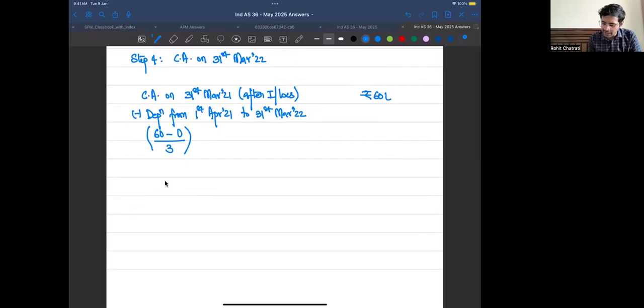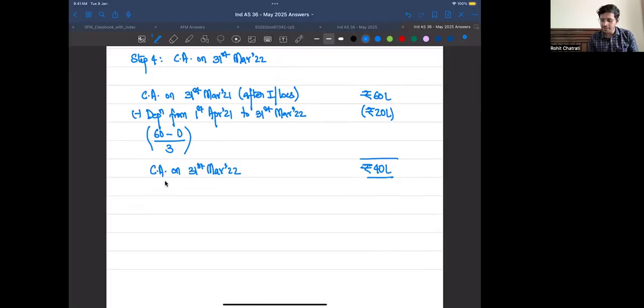So we recognize a depreciation of 20 lakh rupees. Therefore, the carrying amount on 31st of March 22 is going to be equal to 40 lakh rupees. 60 less 20, which is equal to 40 lakh rupees. So how did we calculate the depreciation for the second year? We took the carrying amount on 1st of April 21.